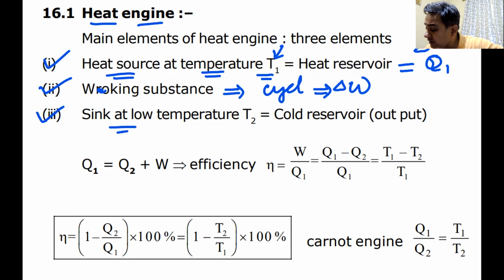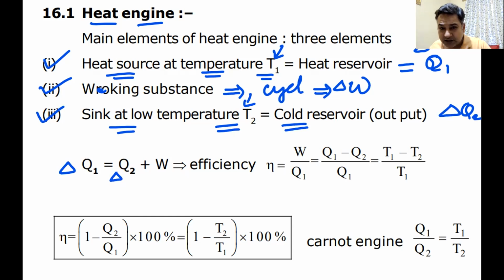Then you have the sink. This is the exhaust of your bike or your car. It gives out an amount of heat delta Q2. This is known as the cold reservoir or sink, which is at a temperature T2. This is how the three things are related: delta Q1, which is the amount of heat taken, is equal to delta Q2 plus delta W.